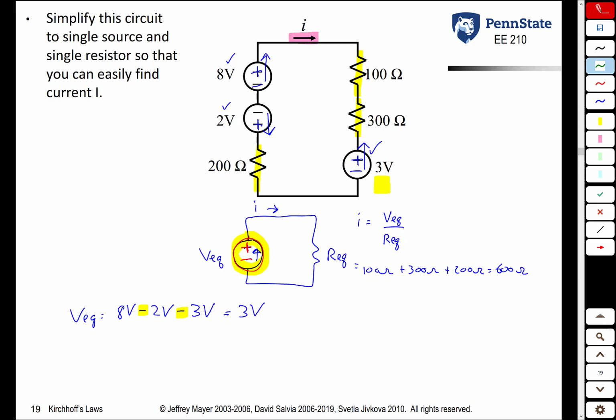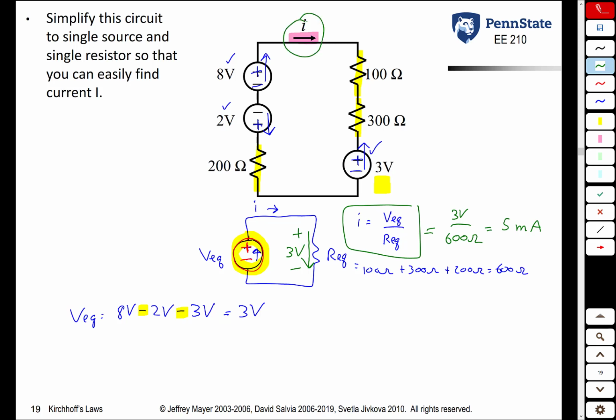Okay, at this point we're ready to solve this problem. We see the equivalent voltage source is 3 volts. That means that we have 3 volts across this equivalent resistor here. We know that the current through a resistor always goes from higher to lower voltage, and it follows Ohm's law. So using Ohm's law, we get 3 volts over 600 ohms, or 5 milliamps.